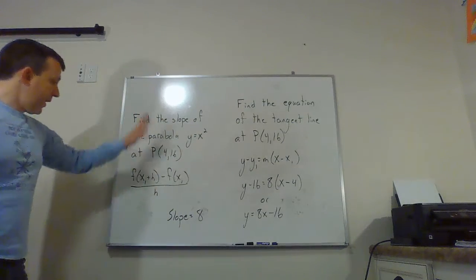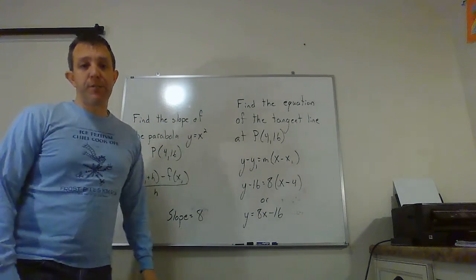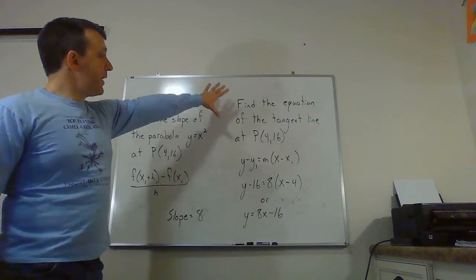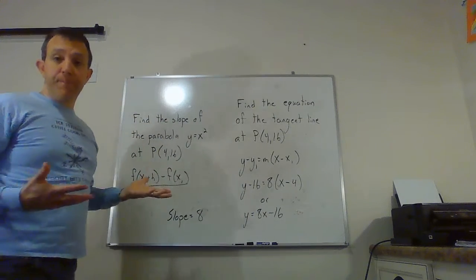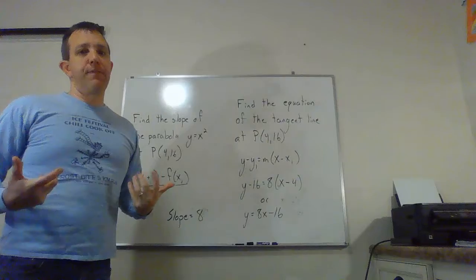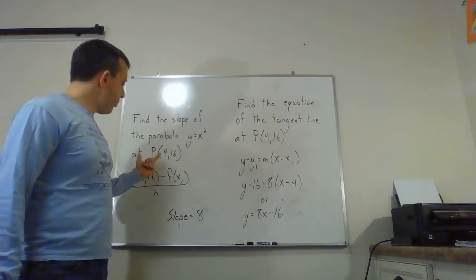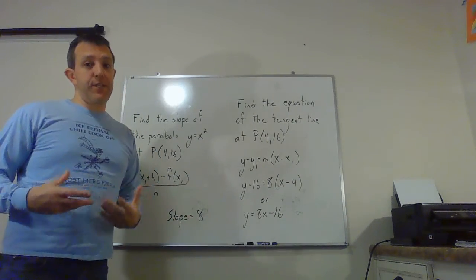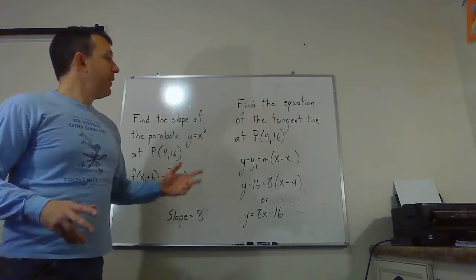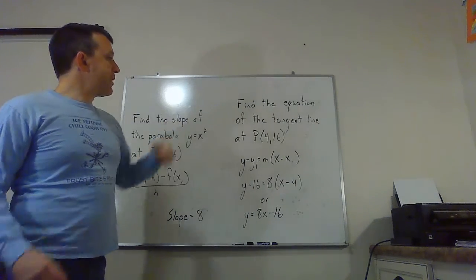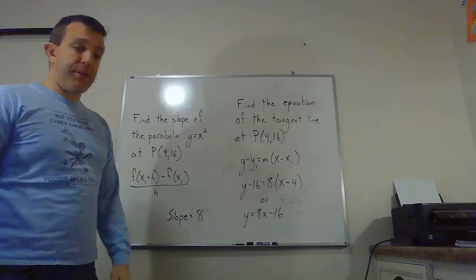All right, so the first half of this board is the same as it was just a minute ago. All I added in is I want to finish up this problem by finding the equation of this tangent line. So again, we have a point. We found the slope of this tangent line, right? We found that that was 8. And we want to find the equation of the tangent line at that same point.